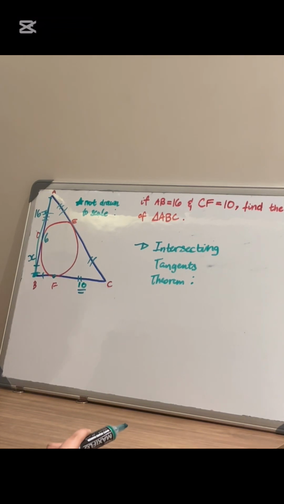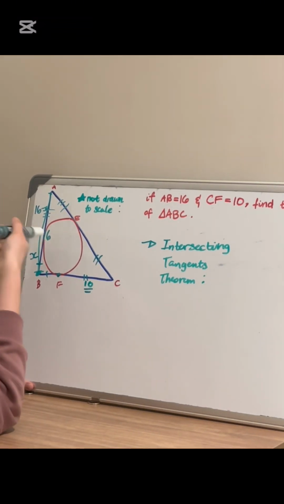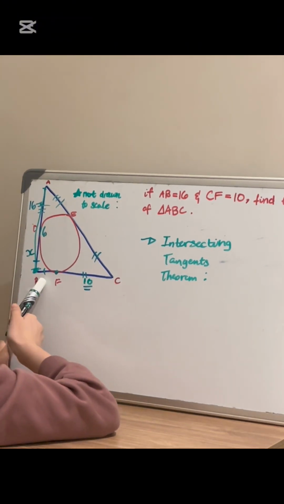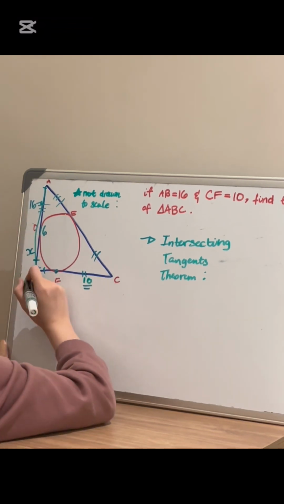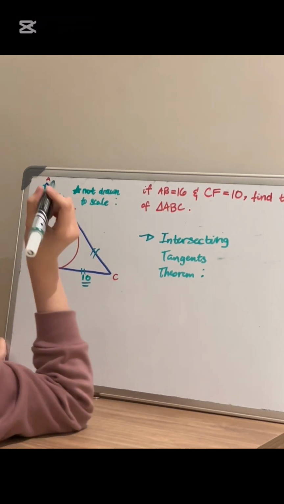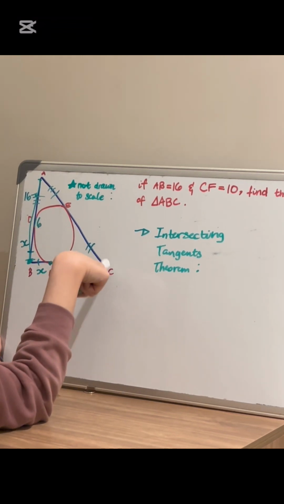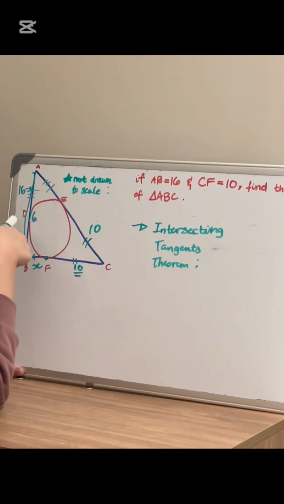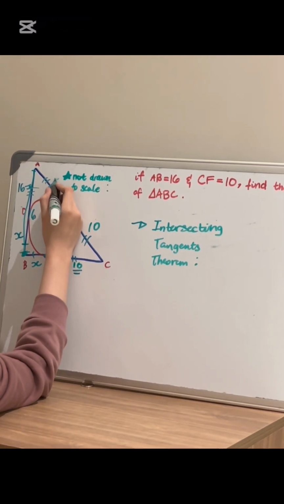Remember that this is not drawn to scale. So with this information, we can now write the values of what we found. Let's start with BF. We know that DB is x, so that means that BF is also x. We know that CF is 10, that means that CE is also 10. And we know that AD is 16 minus x, so that means AE is also 16 minus x.